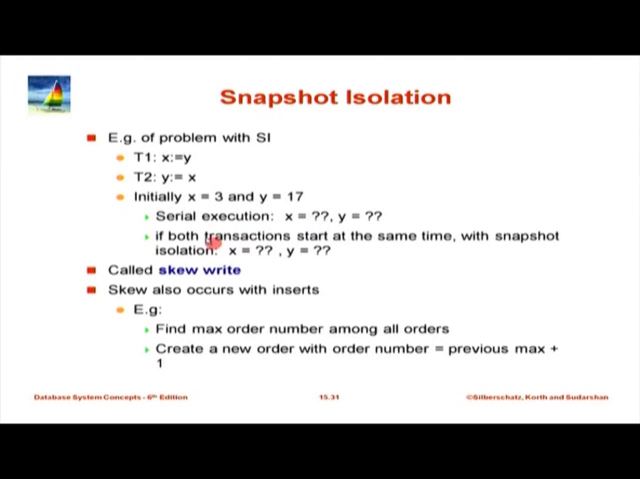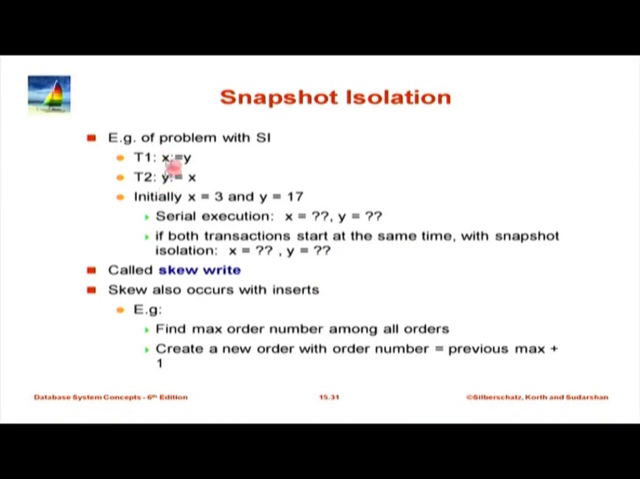But in snapshot isolation, both start at the same time. They both get a snapshot. In that snapshot, X equal to 3, Y equal to 17. Both of them see the snapshot. Now T2 will set Y equal to 3, while T1 sets X equal to 17, and neither of them updates a common item. I mean, they don't update any common item, and both are allowed to commit. And the net result is that X and Y are swapped.